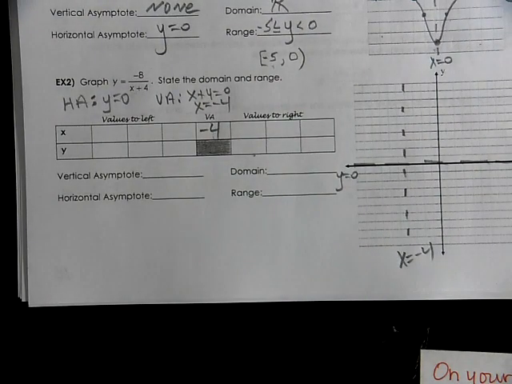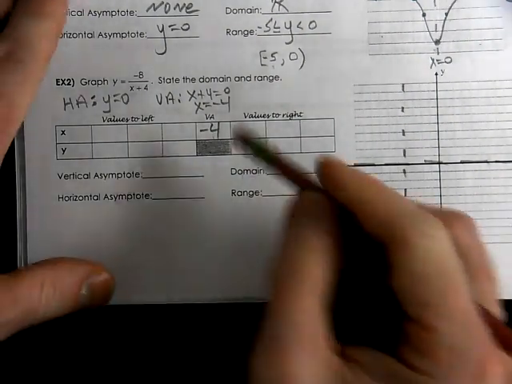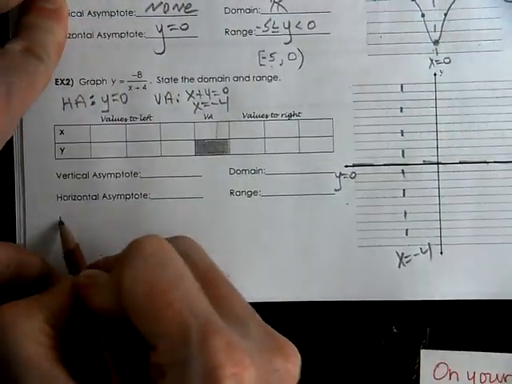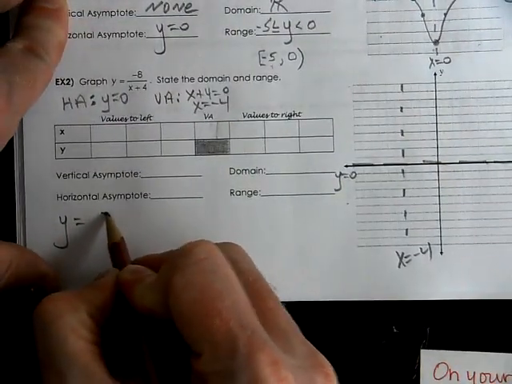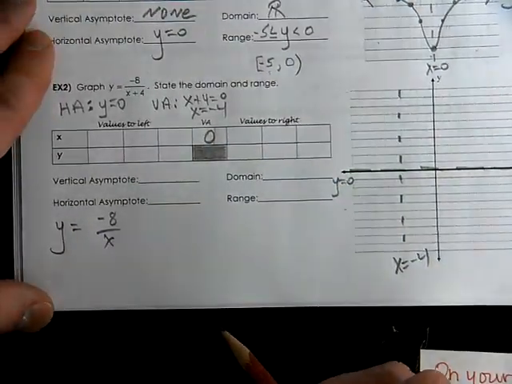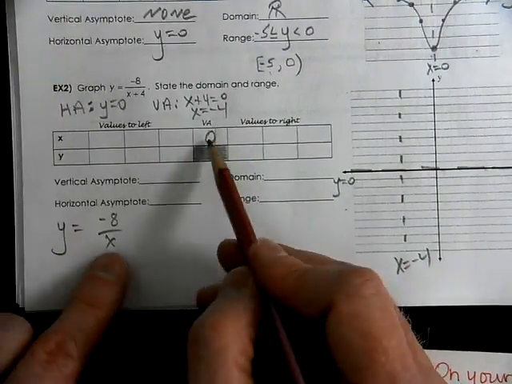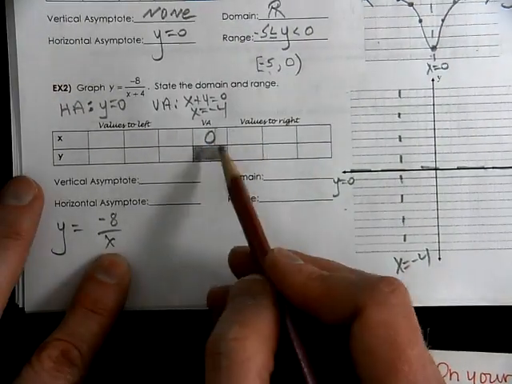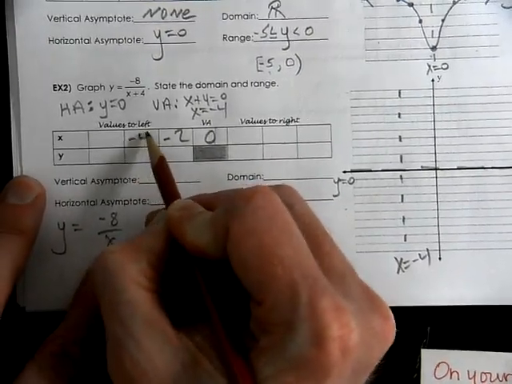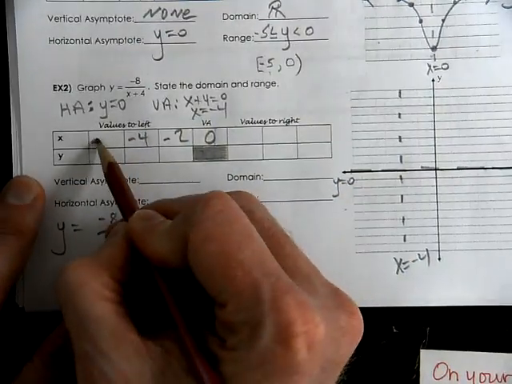Take a step back. Sorry, I am going to change that. We don't make our table with our h values in it. So what we're going to work with is y equals negative 8 over x. So I'm going to suggest to use 0. And we're going to pick numbers that go into 8 nicely. 2, 4, and 8 would work great.